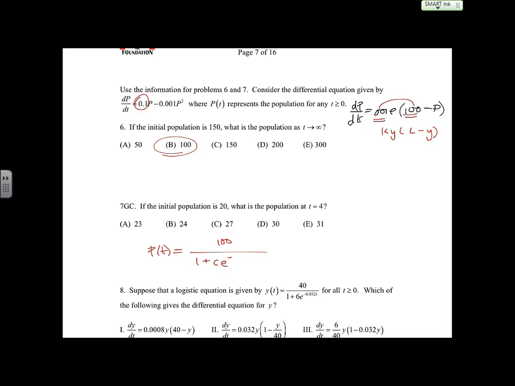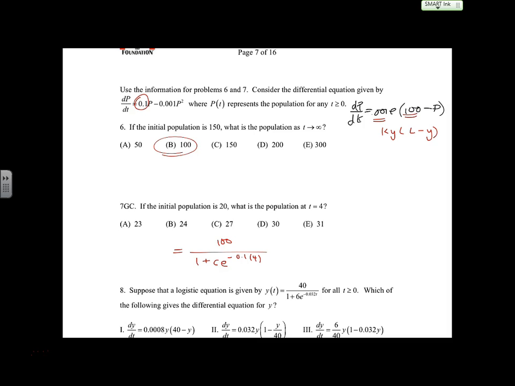L times K is just what happens when you multiply the K and the L, which is the 0.1, so we have the 0.1 in the exponent with negative LK, and then there's our T. They said T equals 4, so all we have to do is plug in with the calculator. T equals 4, and then we set everything equal to the population, which is 20.